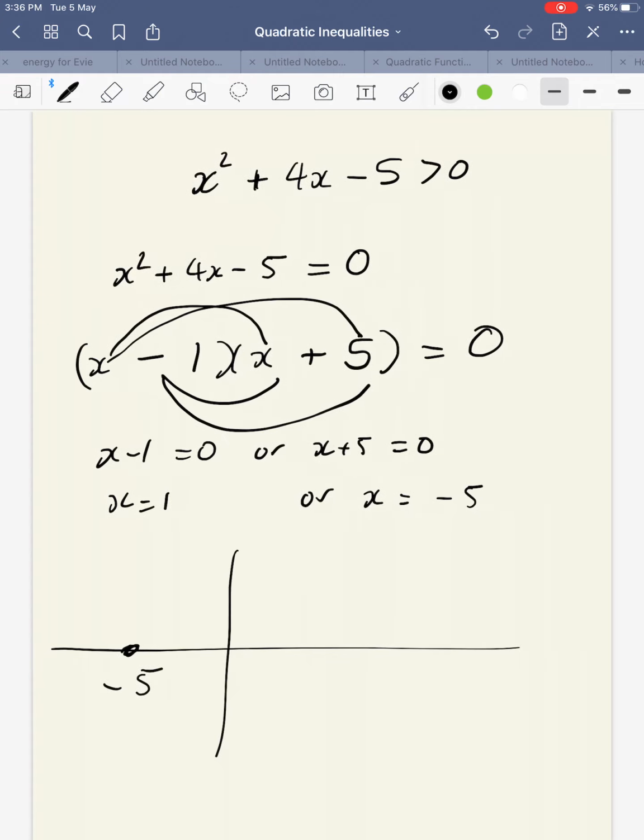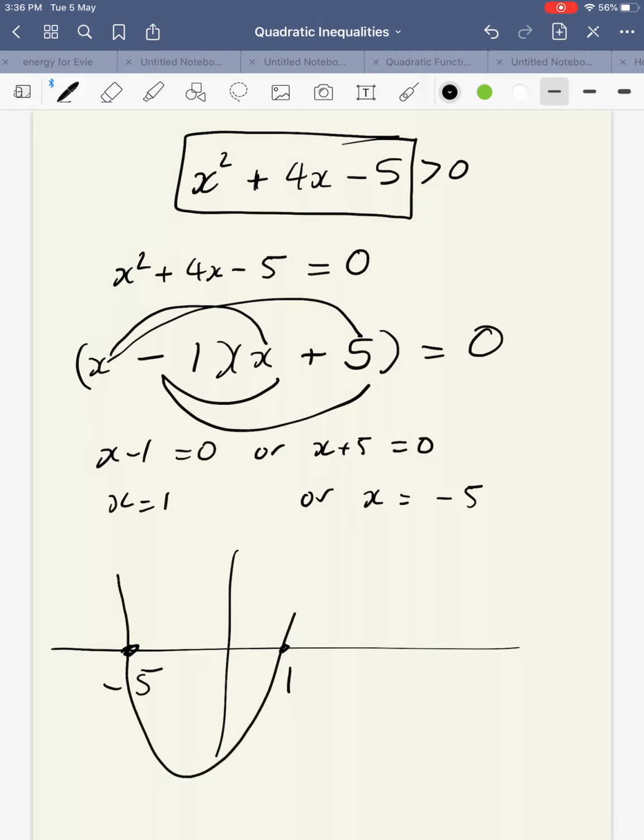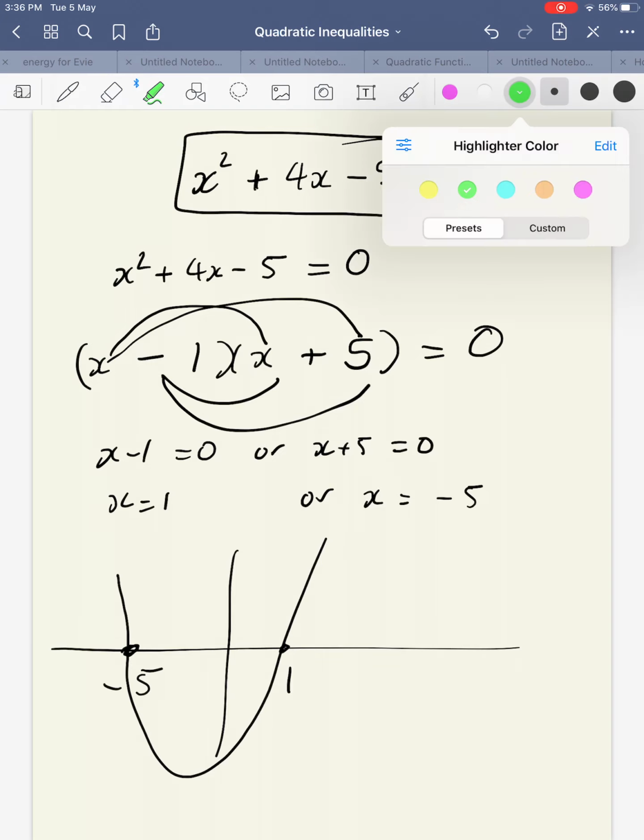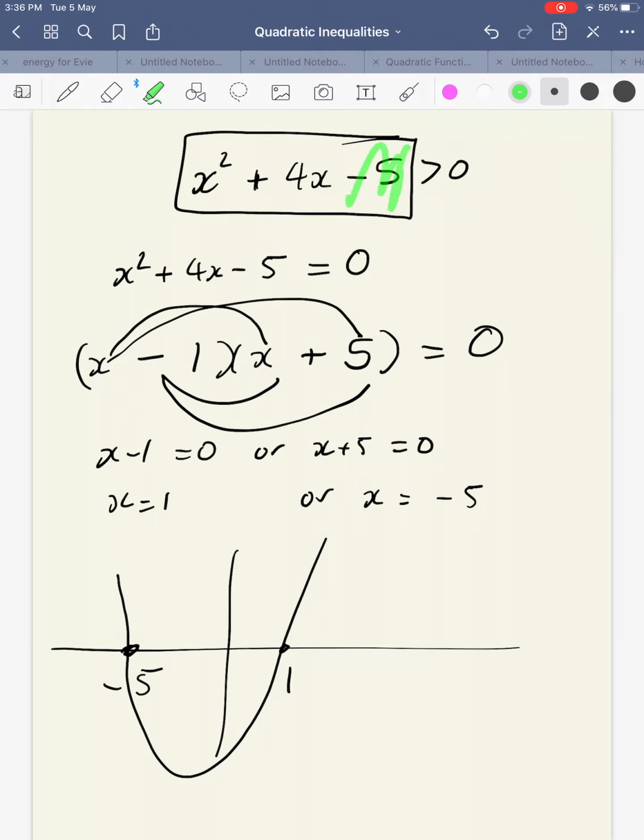Negative 5 is here, 1 is here. Draw the graph of y equals x squared plus 4x minus 5. Well, we know it's concave up, so it has to do something like this. And now let's go and highlight the section we want. Well, we now want, when is the graph actually greater than a height of 0? So in this part of the graph, these are the branches that are higher than 0. So it's these x values we want here.